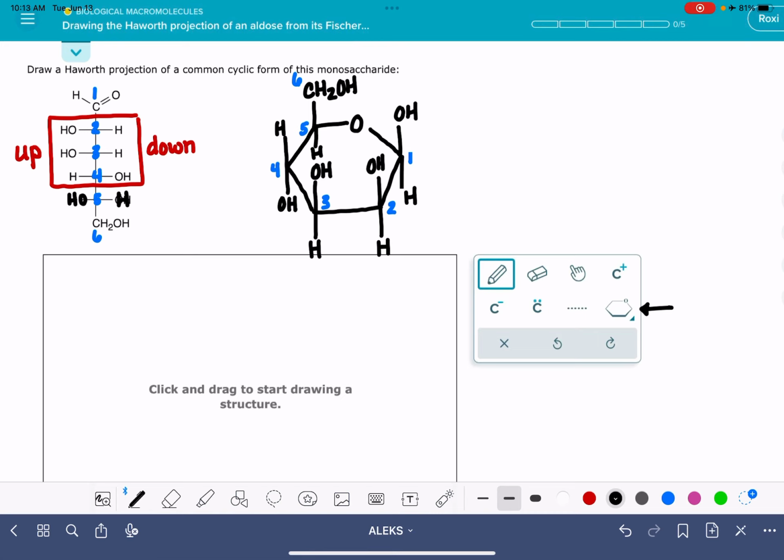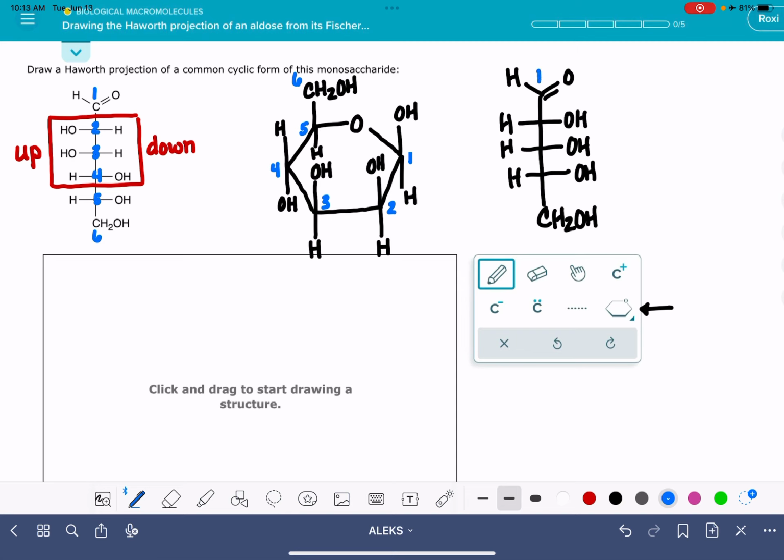Now, it is also possible that ALEKS could give you just simply a 5-membered monosaccharide. So I'm just going to sketch one of those out really quick, like that. Let's say that it's this CH2OH, 5-membered aldose. And if you're being asked to draw the Haworth version of a 5-membered aldose, then you're going to want to draw a 5-membered ring. I'm going to sketch that out, and there is a 5-membered ring down here in this drawing tool as well.